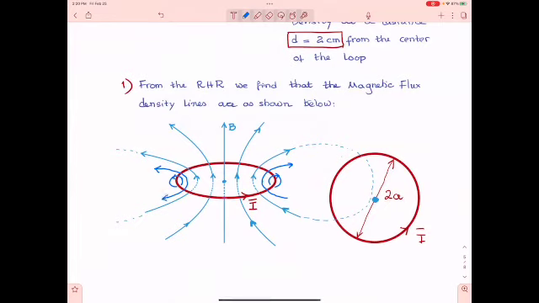And what happens, instead of being symmetric like it is on an infinite long current, this one loses its symmetry. And why is that? Because of the contributions of all of the current segments that are around this circle. All right.